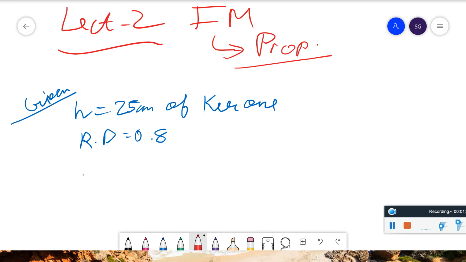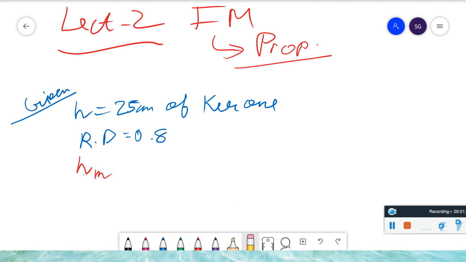This was given. And what we have to find is H equivalent of mercury. Basically, I will just denote it as Hg. This is the kerosene. I will represent this by K, kerosene, and H is Hg. This is mercury, as you all know. This is to be calculated.